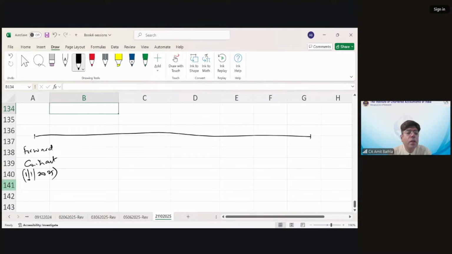1/1/2025. Okay. And this contract is for, let's say, a 12-month period. In other words, it essentially terminates on 1st January 2026. So this is the forward contract which has come into being, date of commencement being 1/1/2025 for a period of 12 months.